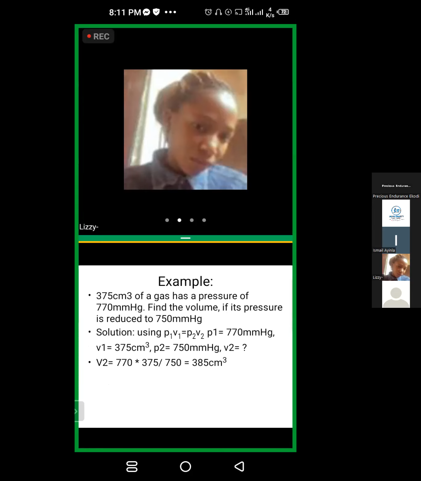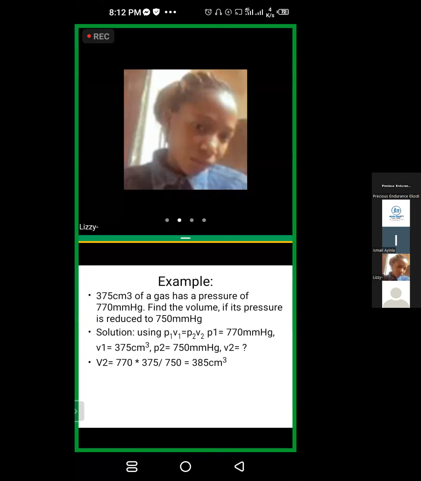Let's take this example here. 375 centimeter cube of a gas has a pressure of 770 millimeter mercury. Then we are trying to find the volume if its pressure is reduced to 750 millimeter mercury. Now, we're using the formula P1V1 equals P2V2.